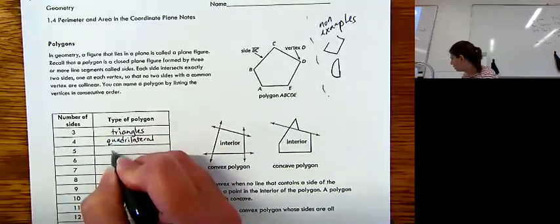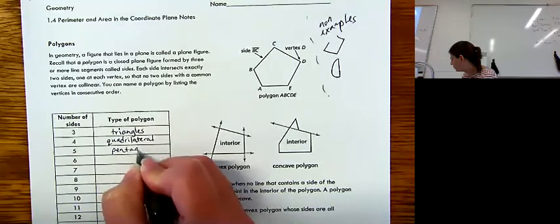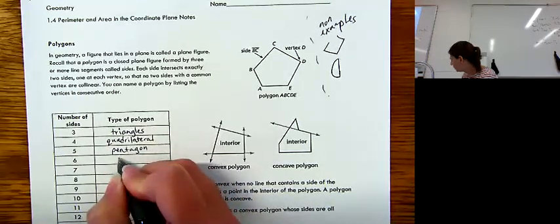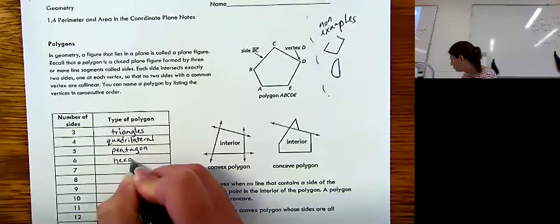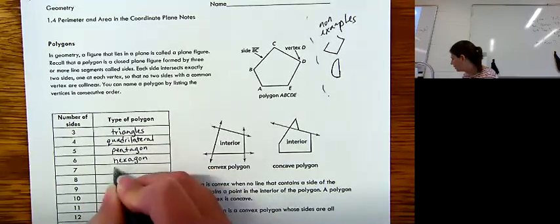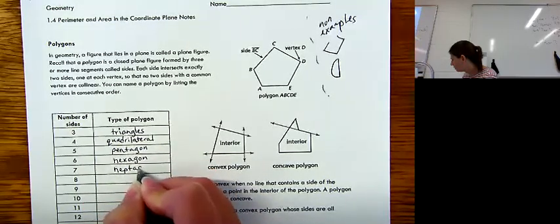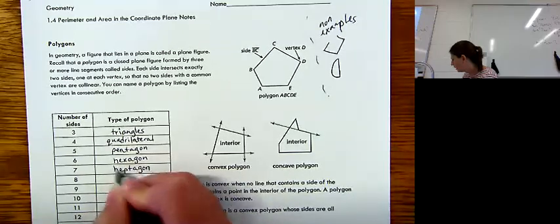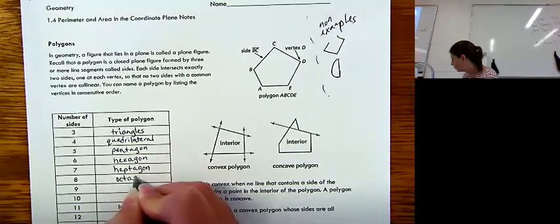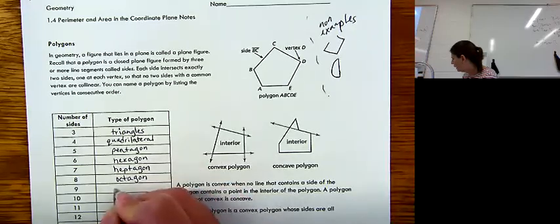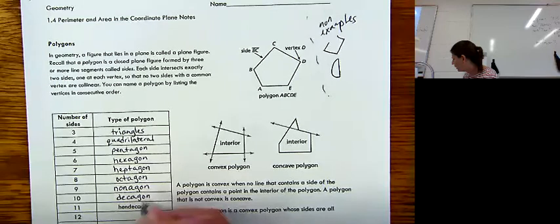A five-sided figure is a pentagon. Six is hexagons. Seven is heptagons. Eight, like a stop sign, are your octagons. Nine is nonagon. Ten are decagons. And twelve are dodecagons. Okay.